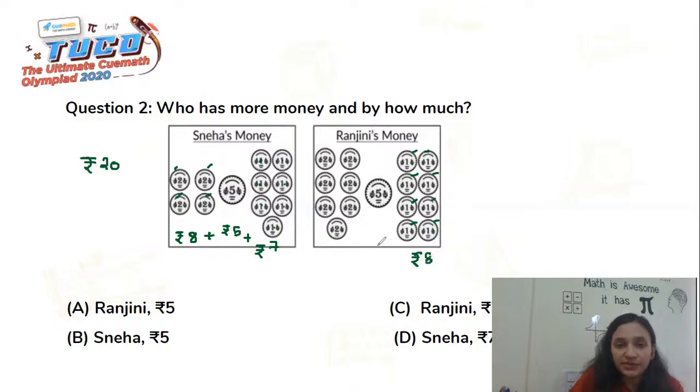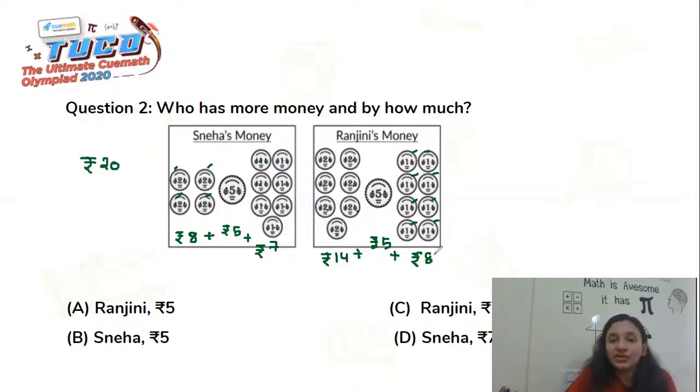This is 5 rupees. Now, because it's a 2 rupee coin, you'll count 1, 2, and you would go on like that: 1, 2, 3, 4, 5, 6, 7, 8, 9, 10, 11, 12, 13, 14. So here we have 14. We need to add all of these 3 up.